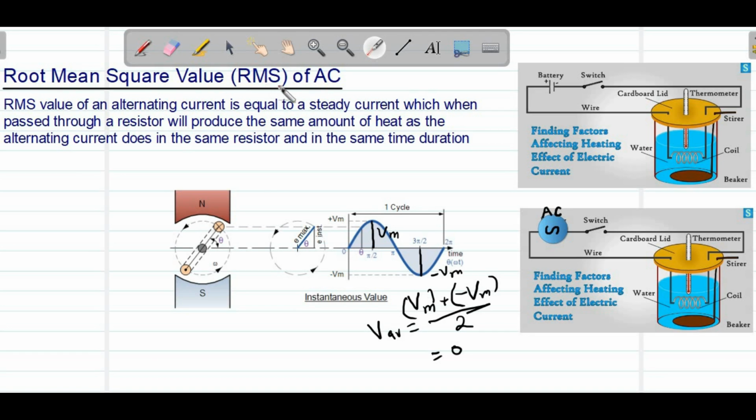And the physical meaning is this one. The RMS value of AC is a DC. That DC produces the same heating effect as that of the given AC in the same resistor for the same time duration.